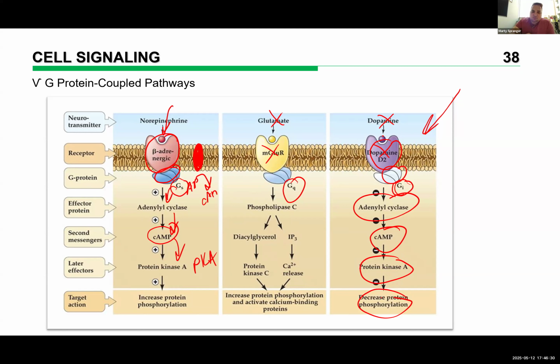The third one is a G sub Q. And the G protein Q activates PLC, phospholipase C, and that is in the membrane as well, just not shown here. And phospholipase C is actually going to cut one of your phospholipids up in your membrane. Now remember, that looks something like this.